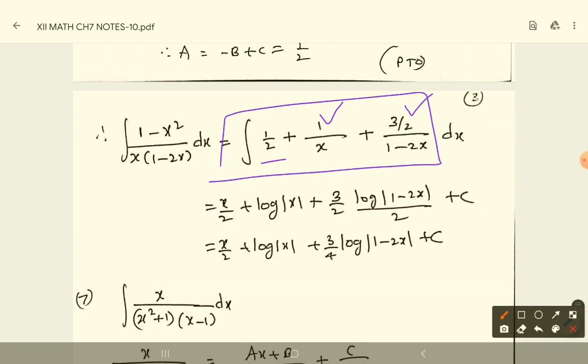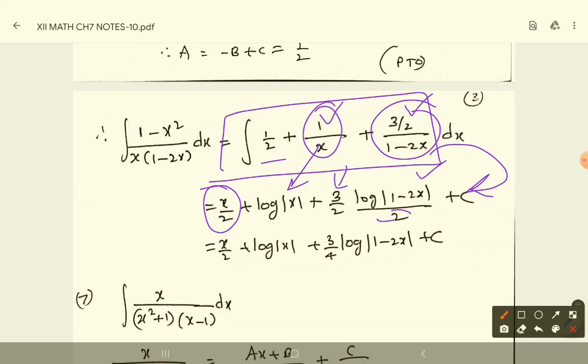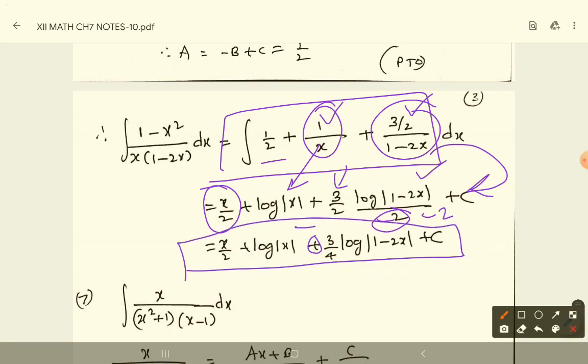After substituting, integration can be performed like this. 1 by 2 integration is x by 2, 1 by x integration is log mod x, 3 by 2 into log mod 1 minus 2x by minus 2. Correct this one as minus 2. Okay, so the final answer will be minus 3 by 4 here. So this is the final answer.